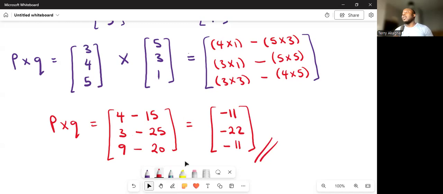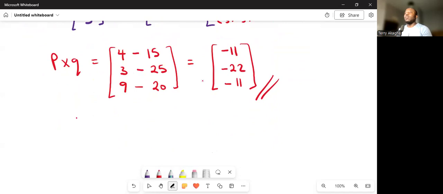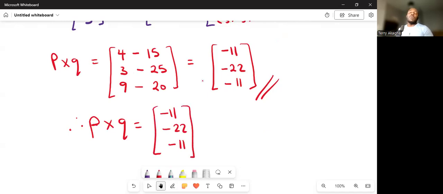So therefore, we can now say the dot product of P and Q in that question, P times Q, is equal to minus 11, minus 22, and minus 11. So you can see what we're talking about, that at the end of the day, you're going to have another vector when you're done with the dot product. Is that okay? So that's what you need to keep in mind.